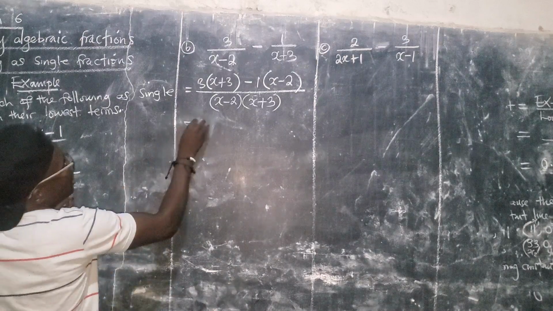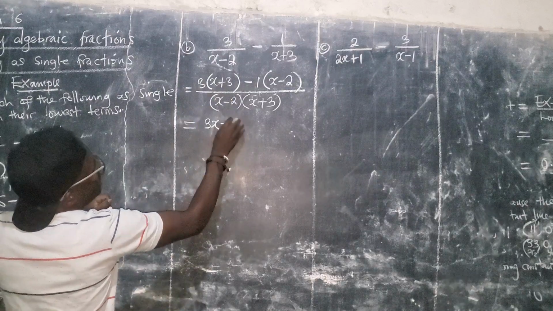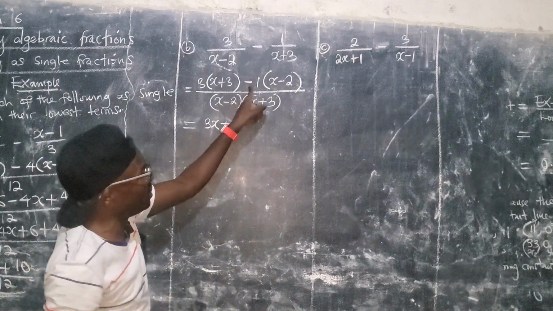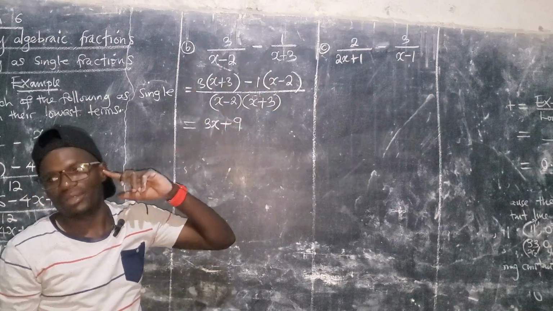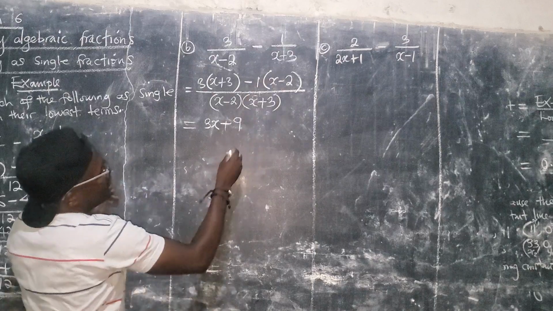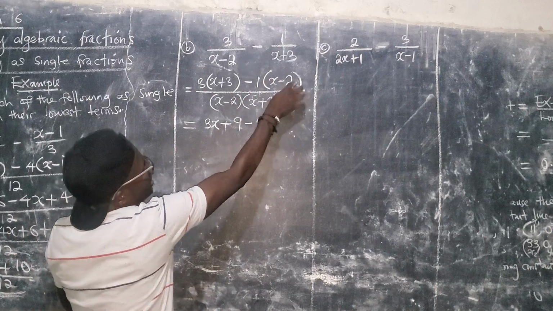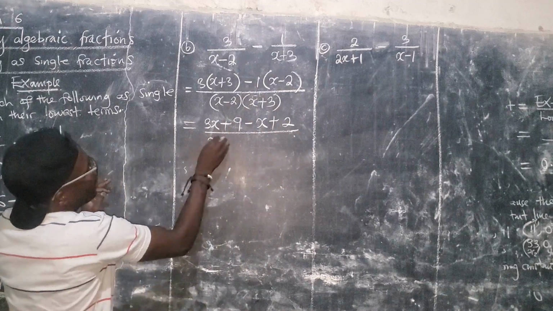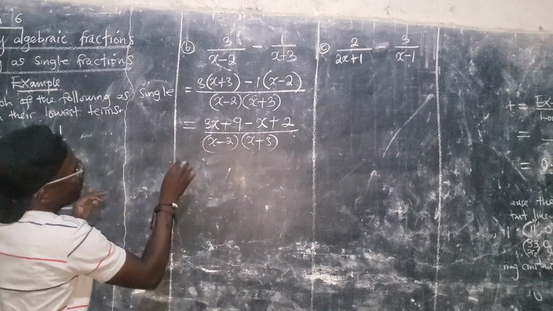The brackets match. So 3 times x is 3x. 3 times 3 is 9. Negative 1 times x. You always get the negative here also when you're multiplying. Do not just get 1. It means that the answer will be wrong. This is the 3 marks final exam. Negative 1 times x is negative x. Then negative 1 times negative 2 is positive 2. Over x minus 2 and x plus 3. We proceed.